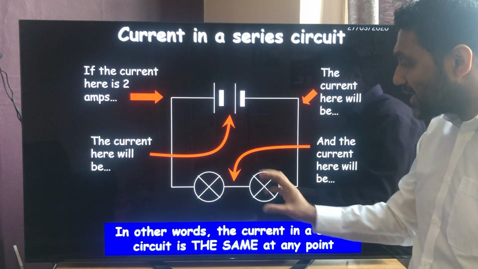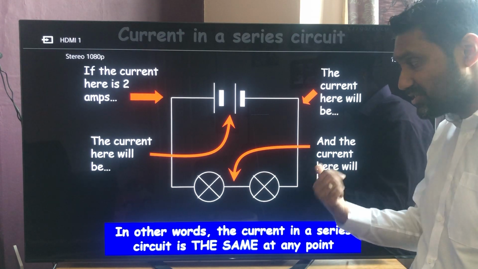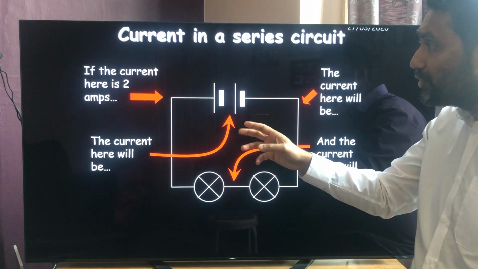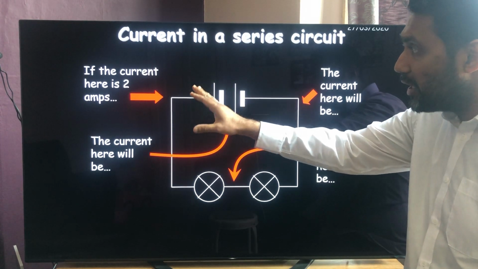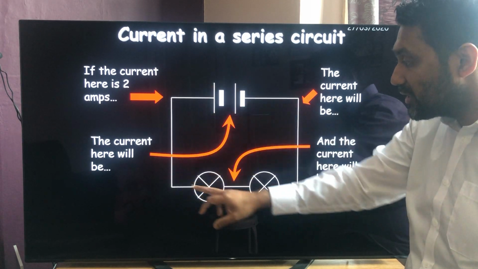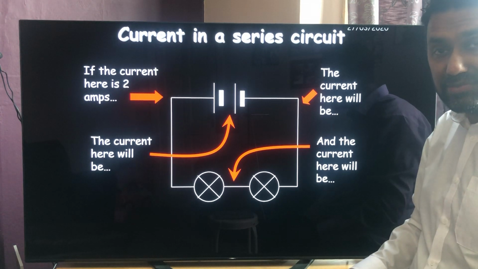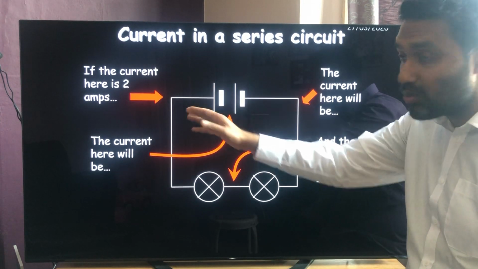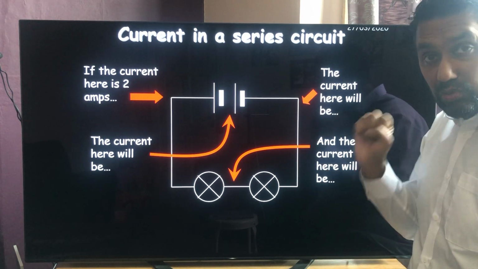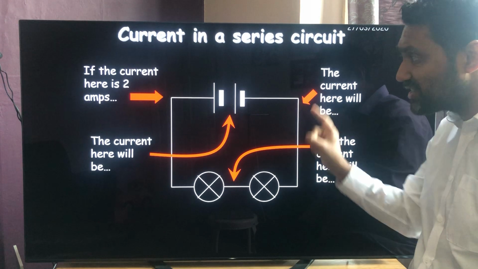Now, if I added extra bulbs to this, obviously there'll be more resistance like you saw on the previous slide where the bulbs got dimmer, which makes it so that the current could be reduced. So if that became, let's say, 1.5 amps, that'll still be 1.5 amps there, there, and there. And if I added another bulb, it might reduce it down to 1 amp. It'll be 1 amp there, 1 amp there, 1 amp there, 1 amp there. The rule is this though, the current, whatever it is at any point, it's going to be the same at every single point.